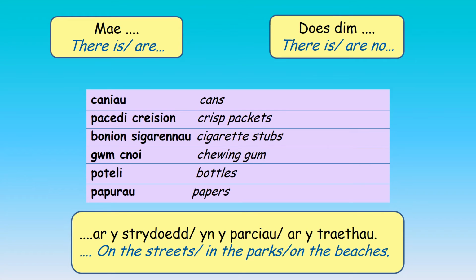To talk about problems in the area, you could say mae, there is or there are, does dim, there is no, there are no. You could then put the type of problem or litter and finish it with a place such as the yellow box at the bottom of this screen. For example, mae gum cnoi ar y strydoedd. There is chewing gum on the streets. Mae poteli yn y parciau. There are bottles in the parks. Mae pacedi creision ar y traethau. There are crisp packets on the beaches.